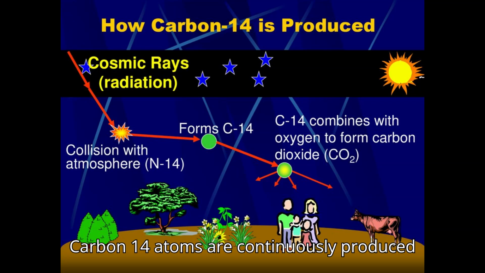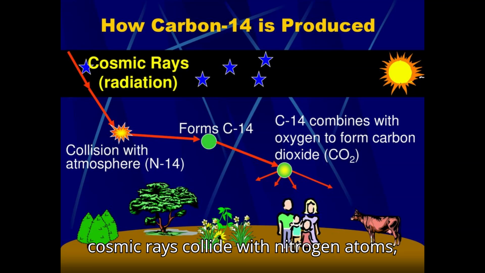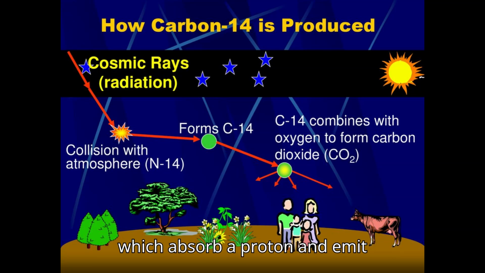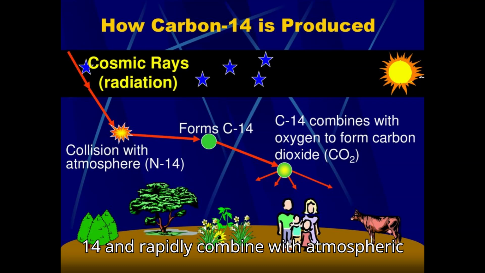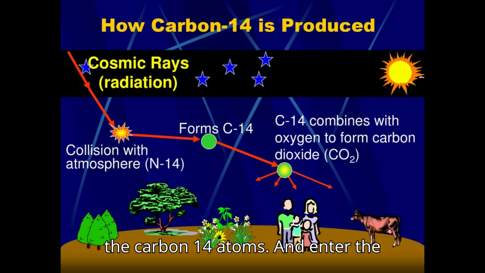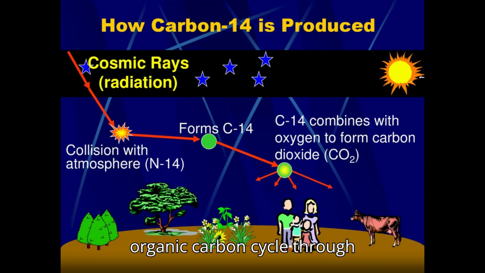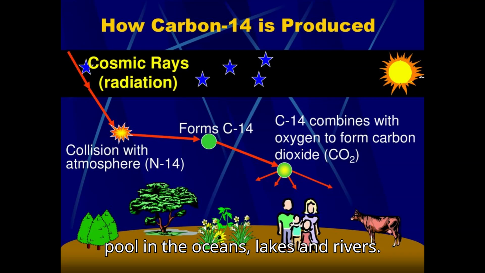Carbon-14 atoms are continuously produced in the upper atmosphere. High-energy cosmic rays collide with nitrogen atoms, which absorb a proton and emit a neutron, transforming it into carbon-14, and rapidly combine with atmospheric oxygen to form CO2, carbon dioxide. The carbon-14 atoms then enter the organic carbon cycle through photosynthesis, and the inorganic carbon pool in the oceans, lakes, and rivers.